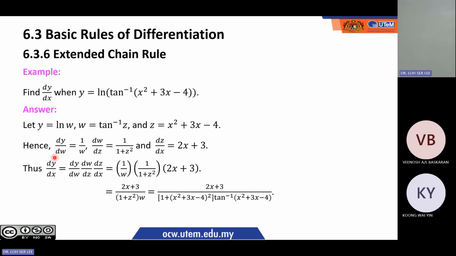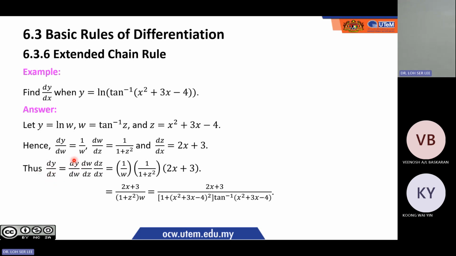So dy/dx, we want to find dy/dx. y in terms of w, so dy/dw. w in terms of z, dw/dz. z in terms of x, dz/dx. After you write this sequence, you will see the dw can cancel out, the dz can cancel out, and you get dy/dx eventually.